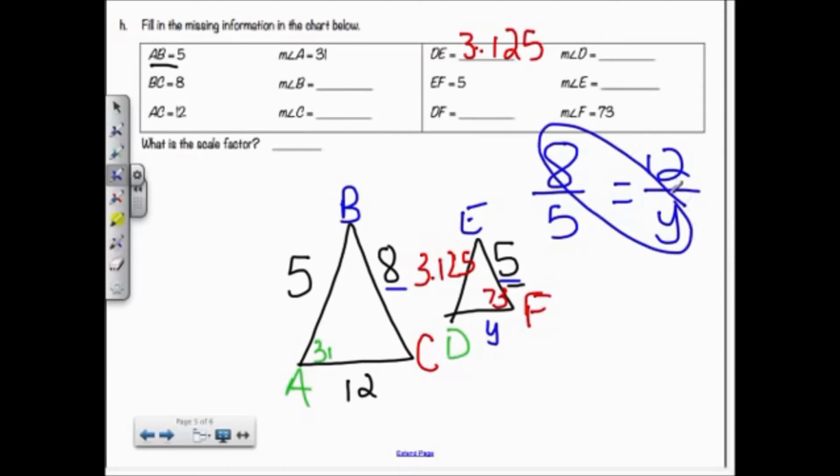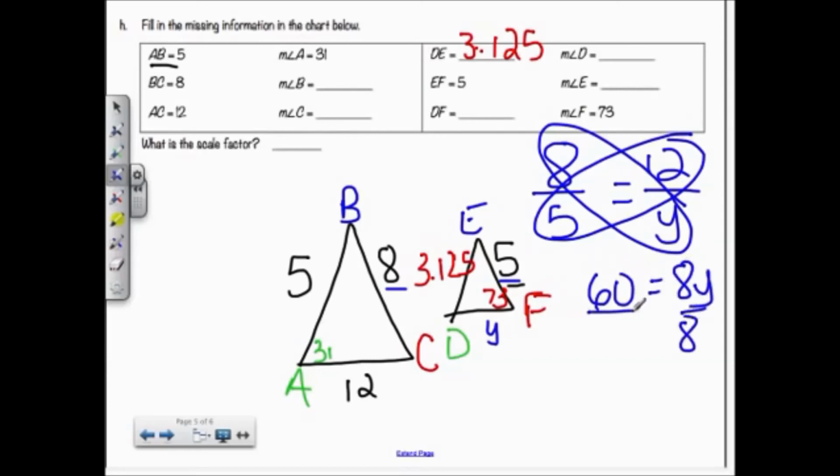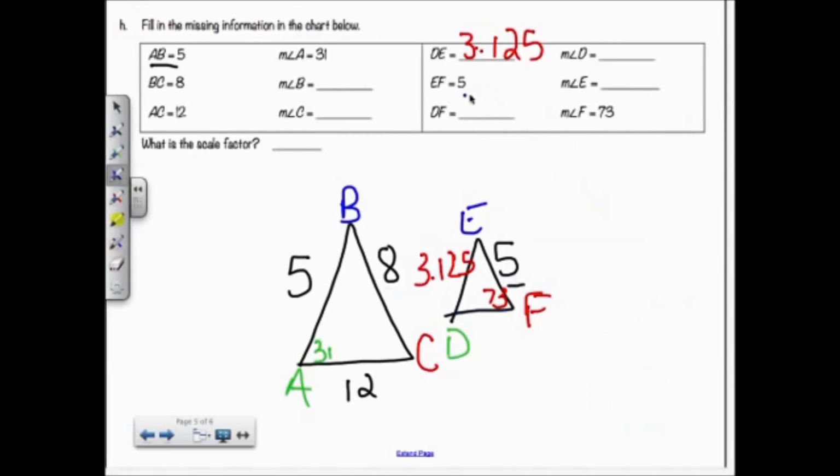cross multiply again. 5 times 12 is 60. 8 times y is 8y. Then I would divide by 8 to solve for y, and that means that y equals 7.5. So that means that side DF right here is 7.5. So I'm going to call this 7.5 right here, and I'm going to label it in here because I know how big it is. Now, we've figured out all the missing sides.